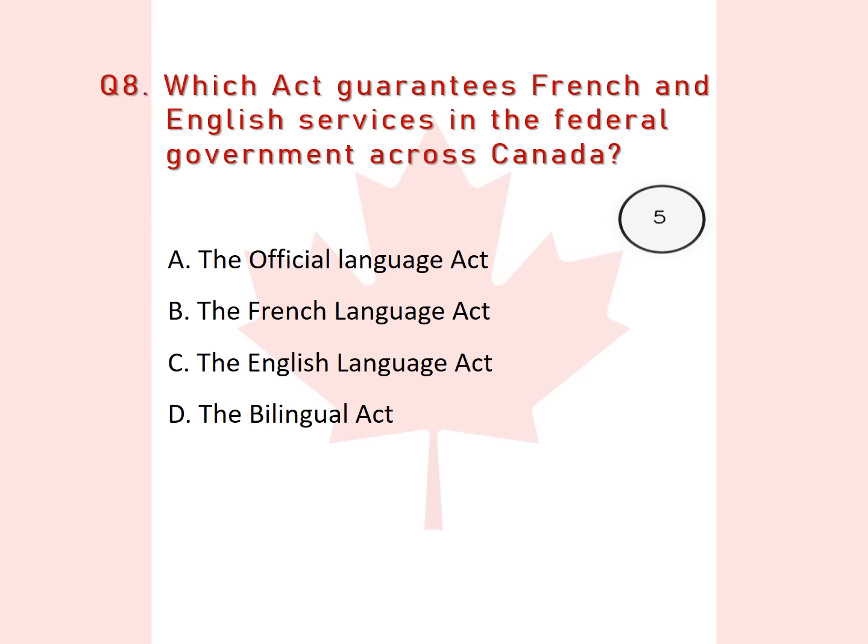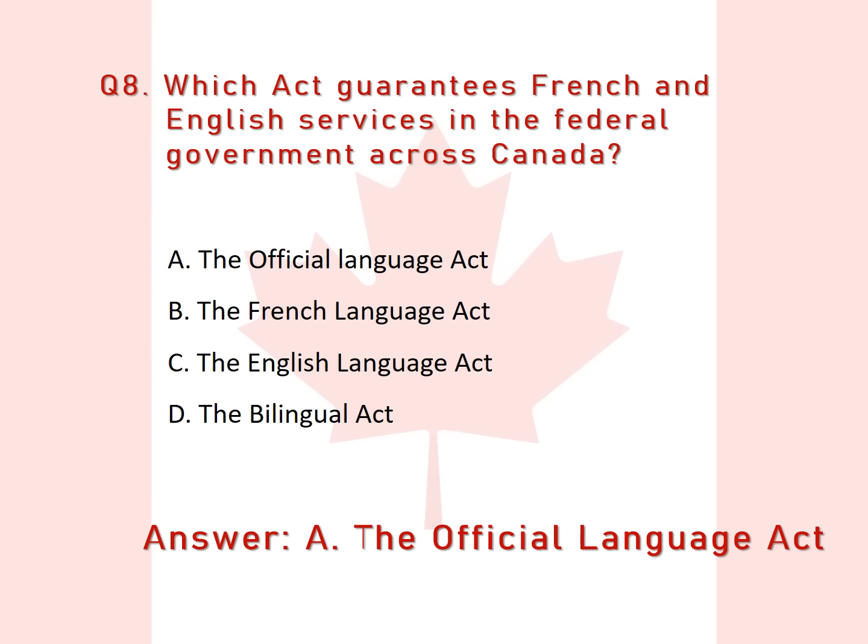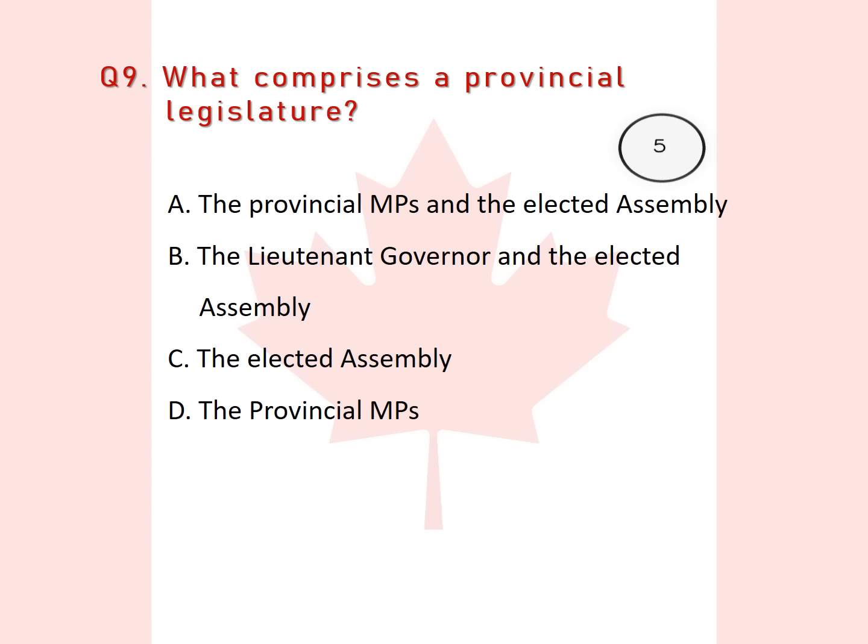Which act guarantees French and English services in the federal government across Canada? Option A, the Official Language Act. Option B, the French Language Act. Option C, the English Language Act. Option D, the Bilingual Act. Answer is option A, the Official Language Act.